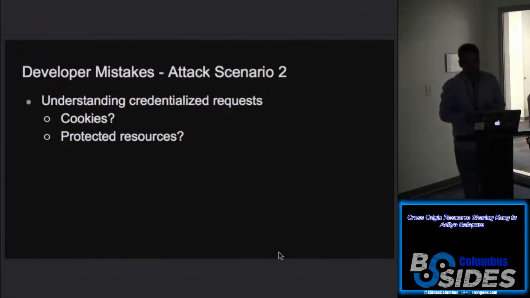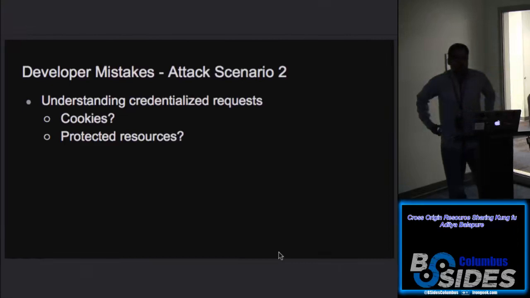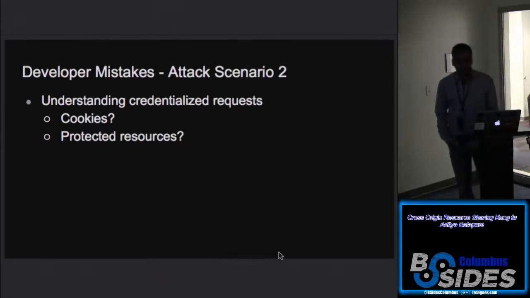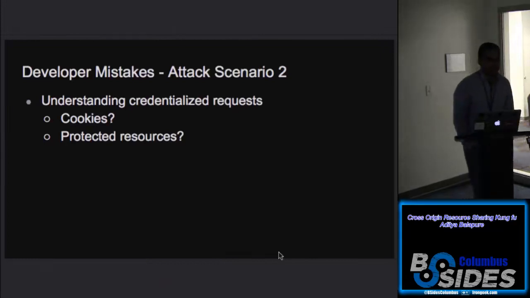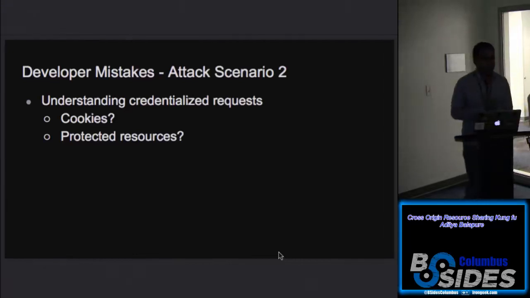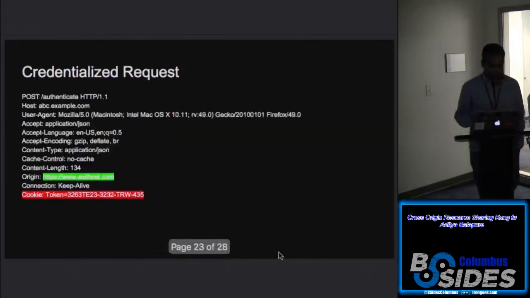Developer mistakes also usually happen if you're making any sort of credentialed request. You're passing on cookies, you're allowing access to protected resources. Make sure you're specifically whitelisting domains. You're not trusting domains like that. Again, we're talking about cookies being passed on behalf of the user, giving access to protected resources.